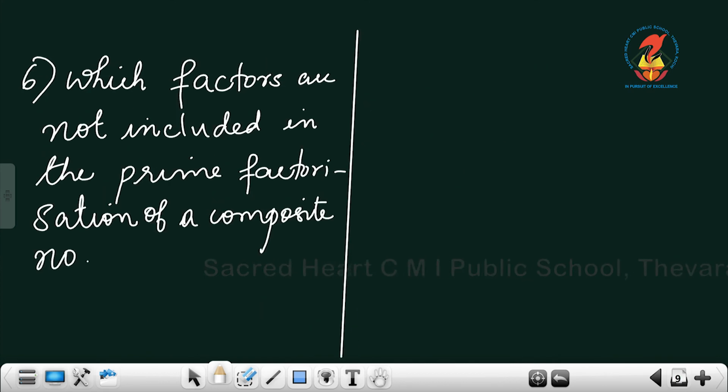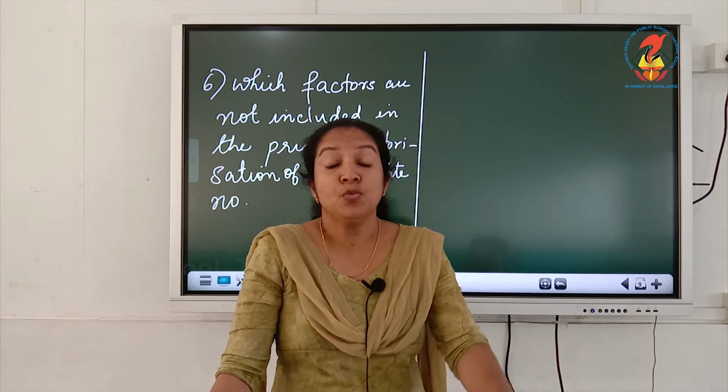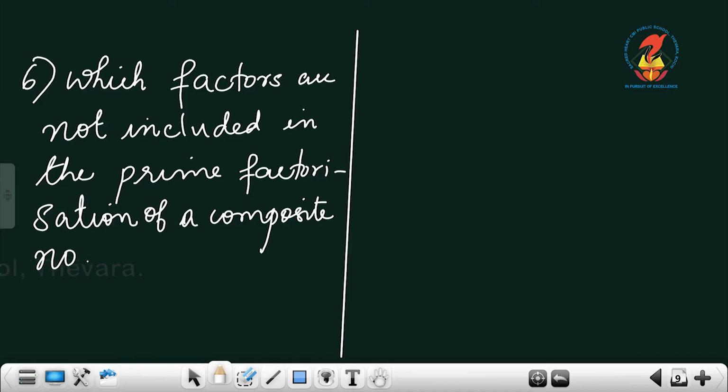Then next question. Which factors are not included in the prime factorization of a composite number? When we write the factors, we are always writing 1 and that number itself. But here, for the prime factorization, we can't use these two. So that is the answer. Which factors are not included in the prime factorization of a composite number? We are not including 1 and that number itself.